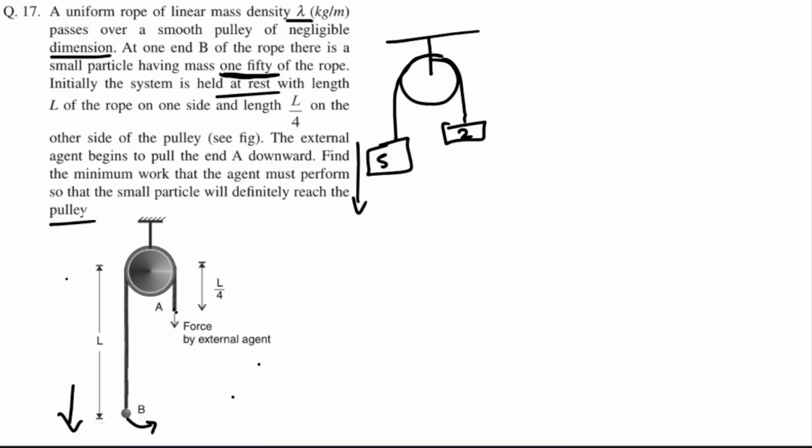Find the minimum work that the agent must perform so that the small particle will definitely reach the pulley. Now, in order to let this B particle reach the pulley, how long should this external agent apply force? He should apply it until B no longer has a natural tendency to go up. So initially it has a tendency to go down, and it will have that tendency until the left hand part has higher mass than the right hand part.